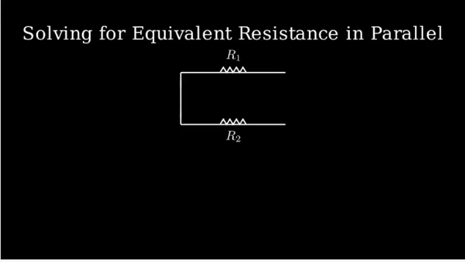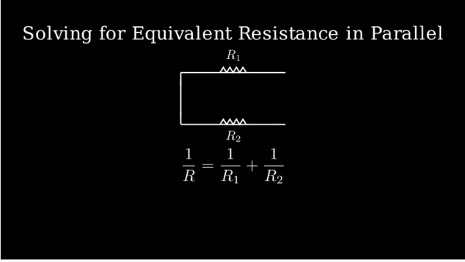...are when two resistors are connected in parallel. We'll start with the equation that relates the reciprocal of the equivalent resistance to the sum of the reciprocals of the individual resistances. Let's begin with our initial equation. 1 over R equals 1 over R1 plus 1 over R2.